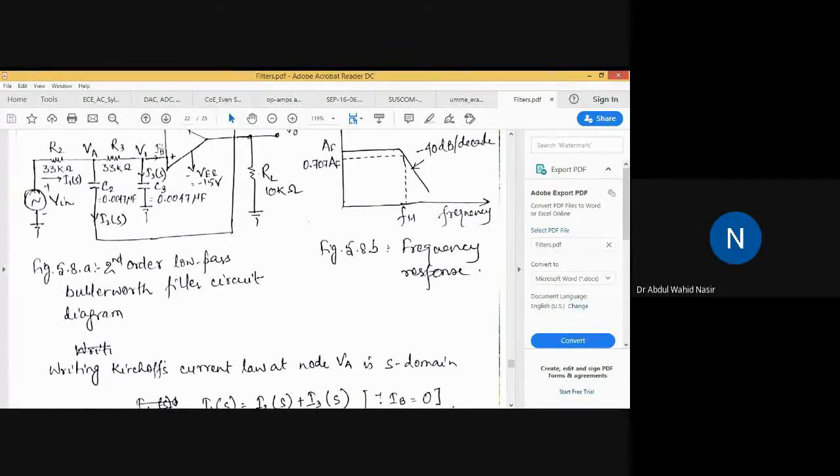Any doubt in this equation? You can ask me now. Any doubt?